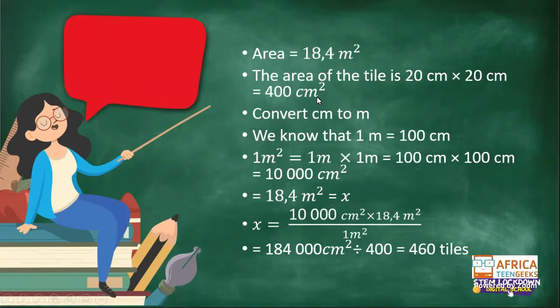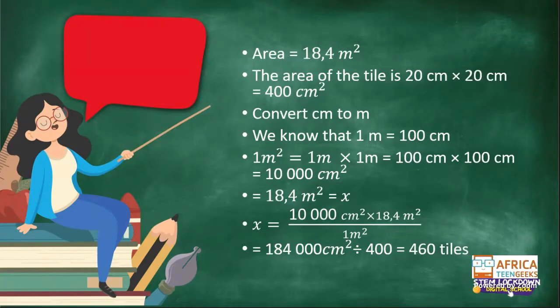Now that we are working with the same unit of measurement, we know that one tile is 400 square centimeters. Now the area is 184,000 square centimeters. You divide that by 400, meaning that you divide it by the tile measurement. Once you divide 184,000 by 400, you will get 460. So you will need 460 tiles in that particular area.